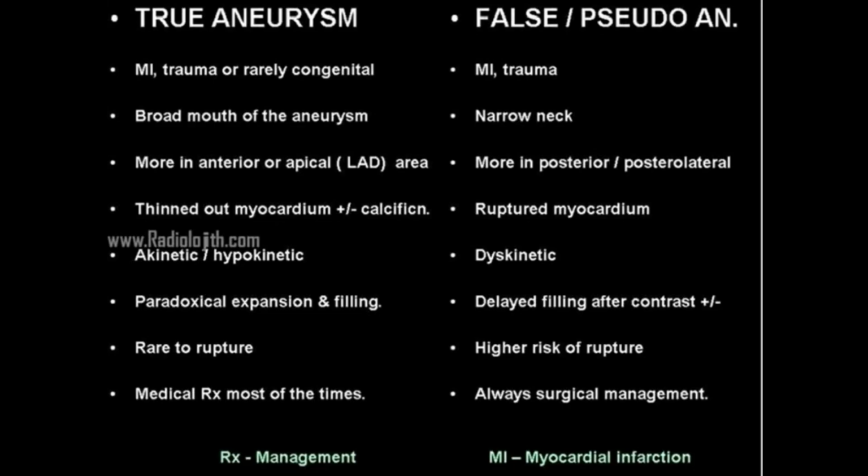Both the types could be due to either myocardial infarction or trauma, but most commonly myocardial infarction is much more common than trauma in both the types of aneurysm, and it is very rare to have a congenital true aneurysm. The same thing, the differential can be diverticulum, true aneurysm or diverticulum. The opening of the aneurysm is wider and is called a broad-mouthed true aneurysm, whereas if the opening of the aneurysm is narrow with a narrow neck, it is called a pseudoaneurysm.